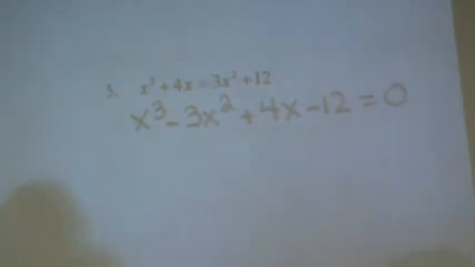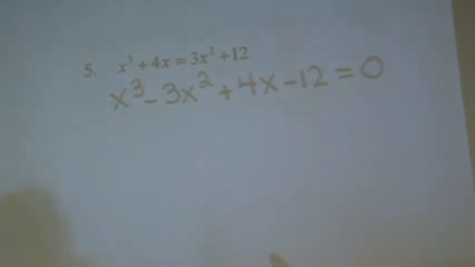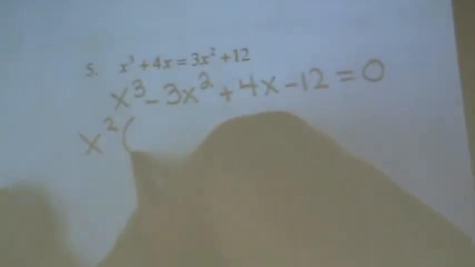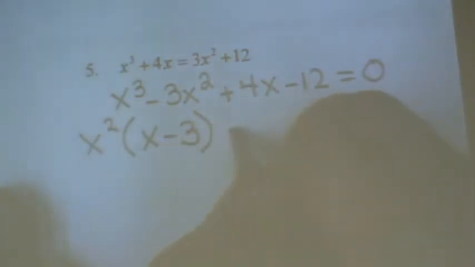X cubed minus 3x squared plus 4x minus 12 equals 0. Now, do you remember factoring by grouping? There are 4 terms here. You put your finger over these 2. What's common? X squared, and you're left with x minus 3. Now, what's common here? A 4, and you're left with?